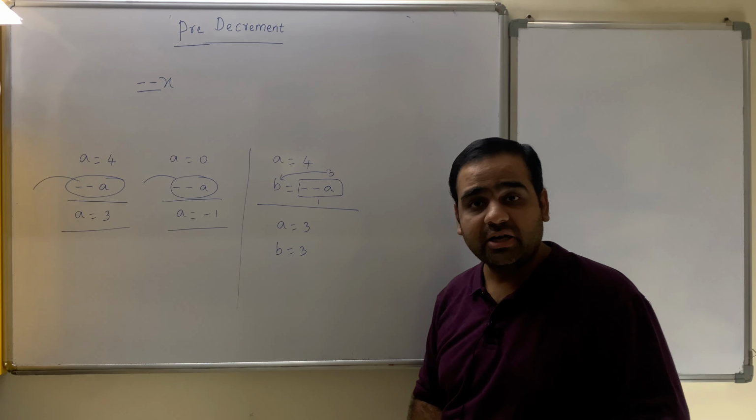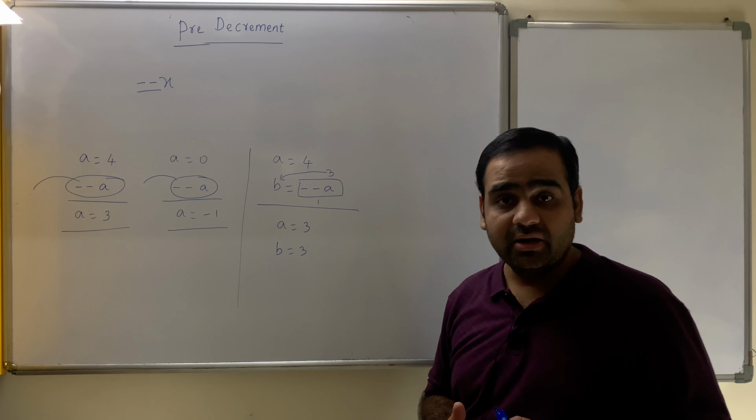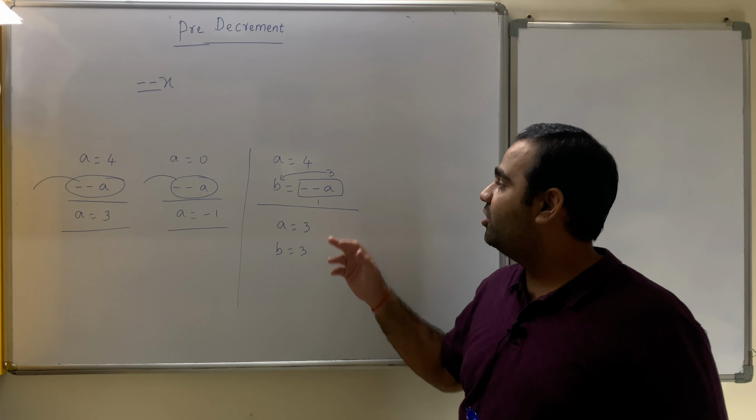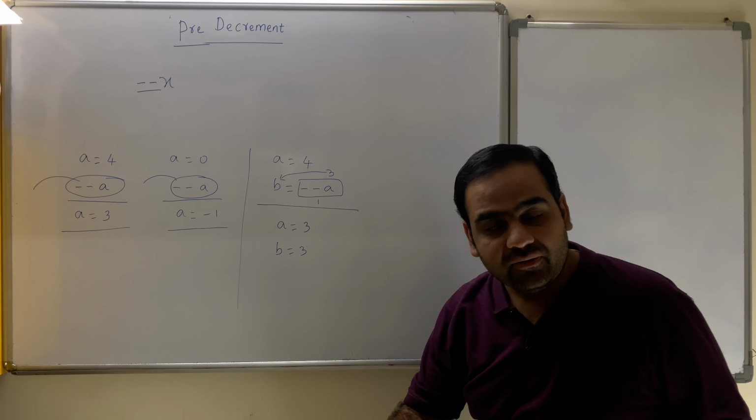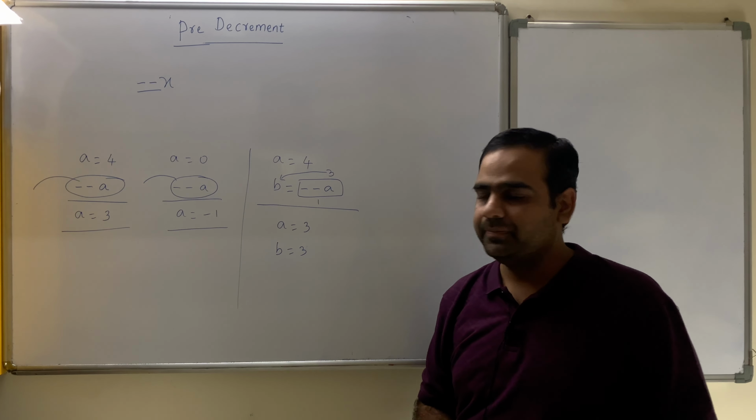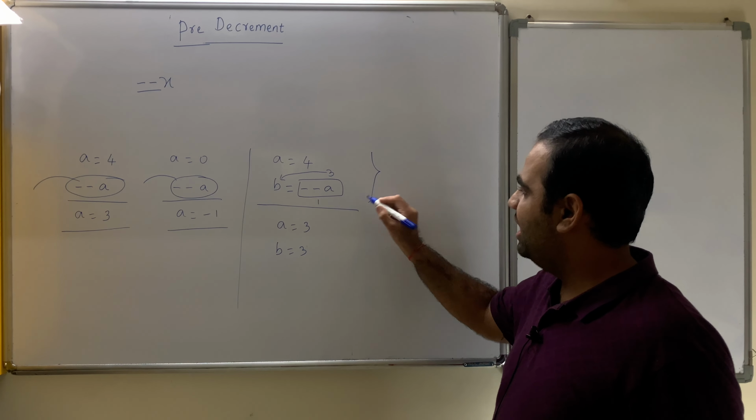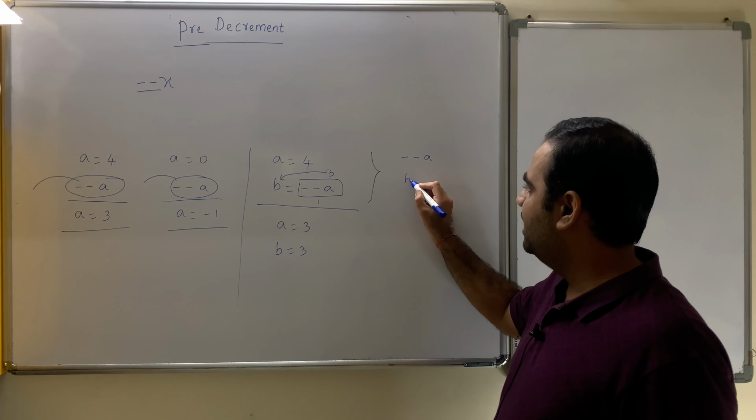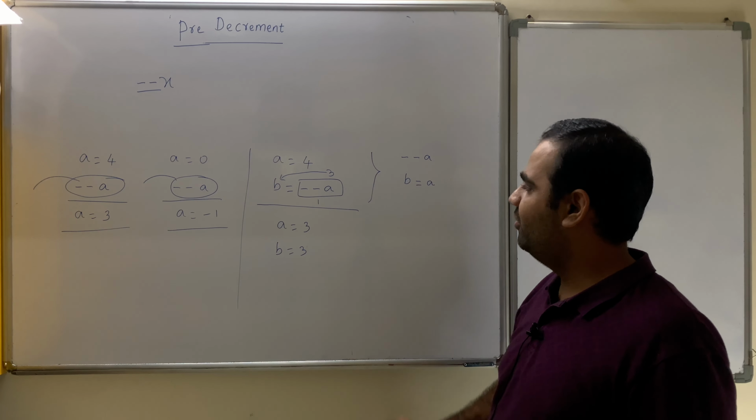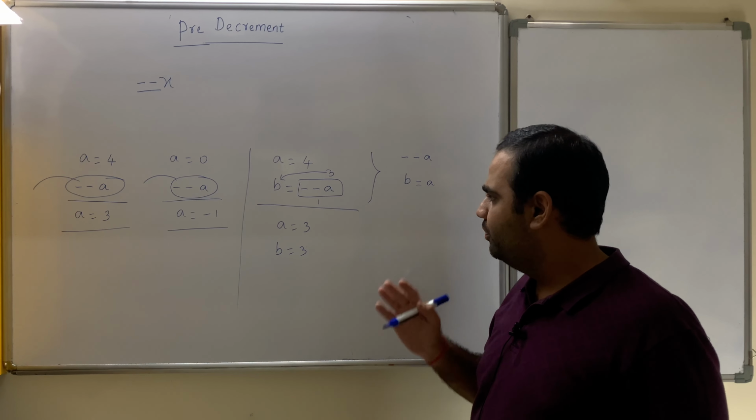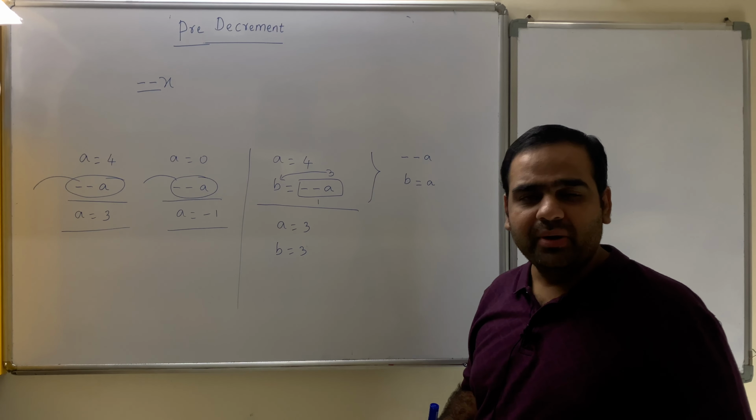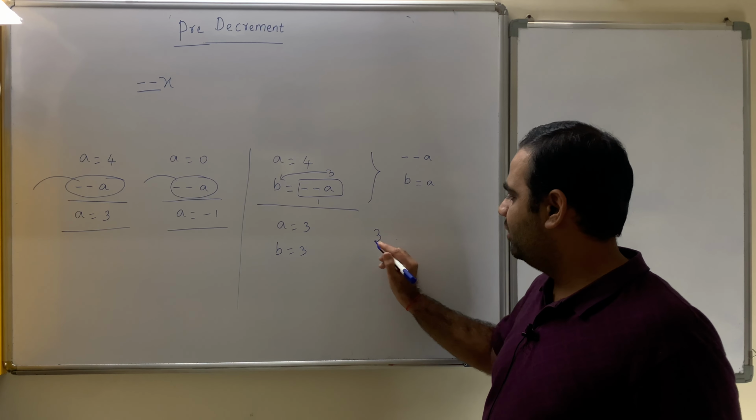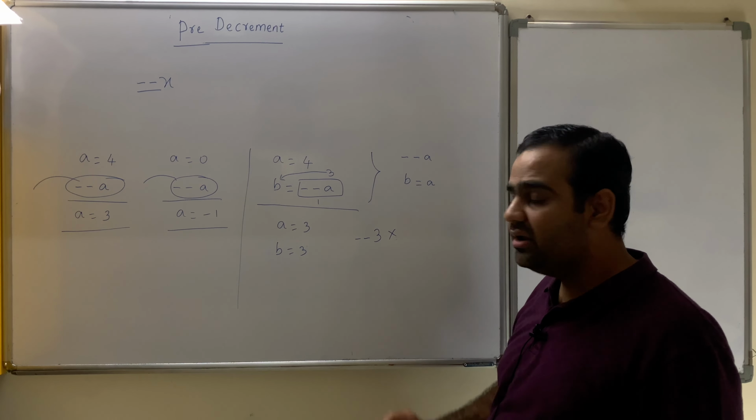I hope that you are understanding it. In case of post-decrement, assign first, decrement later. In case of pre-decrement, decrement first, assign later. Now this is as good as you are decrementing a first, this is minus minus a, and then you are assigning the value of a to b. Similarly, this pre-decrement operator cannot be applied on constants, therefore you cannot write minus minus 3, it's an error.